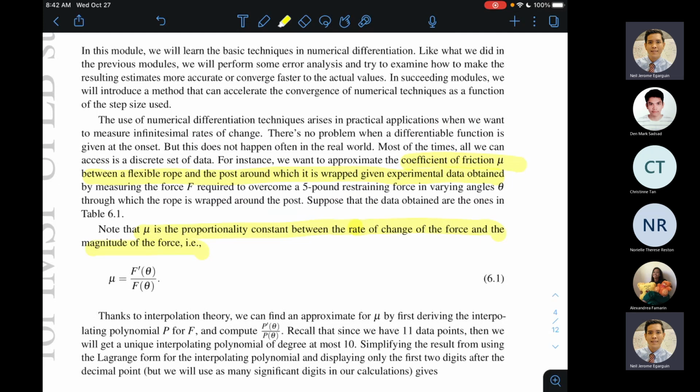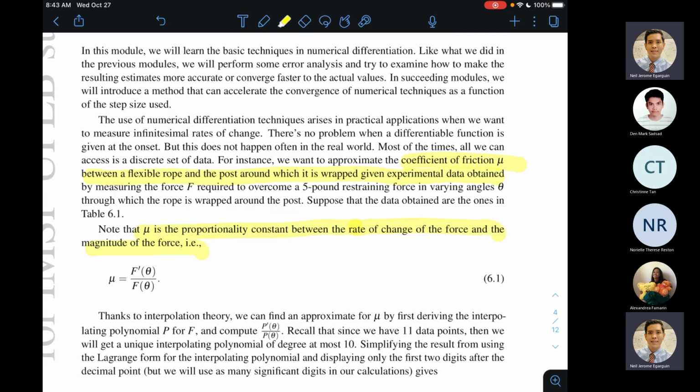Okay? So the problem is, how do we get a function capital F out of this discrete set of data to compute F prime over F? Any suggestion? Or do you remember any method? How can we do it? Because how do we compute mu following equation 6.1 when we only have a discrete set of data for F? We only know various values of theta and then various function values F.